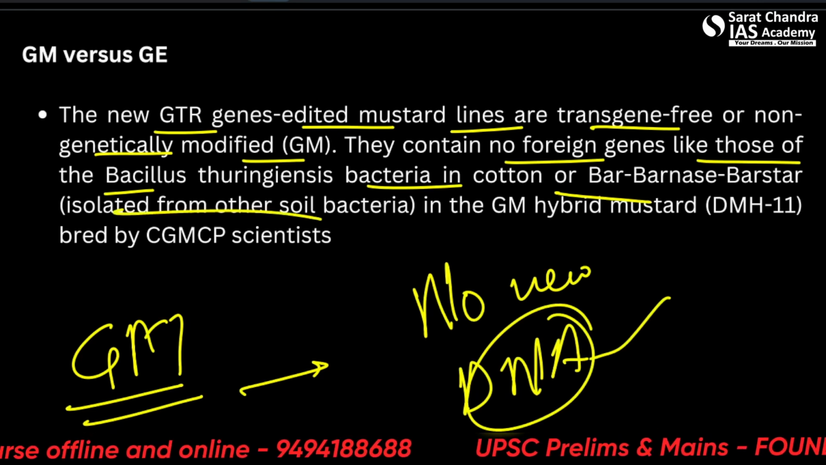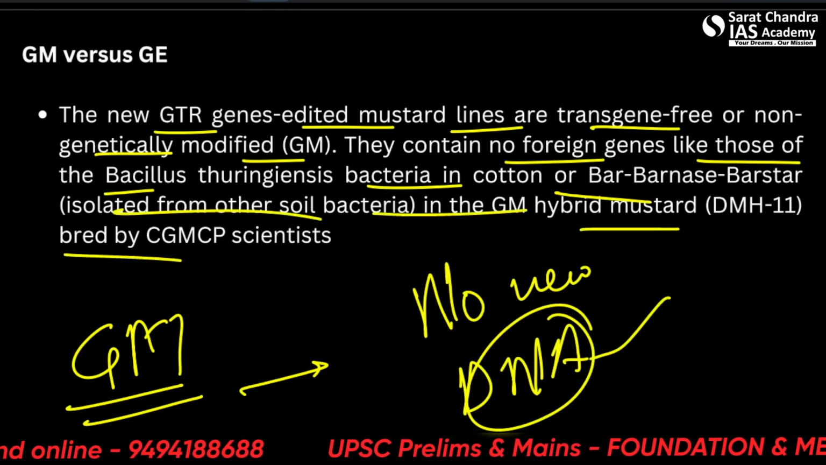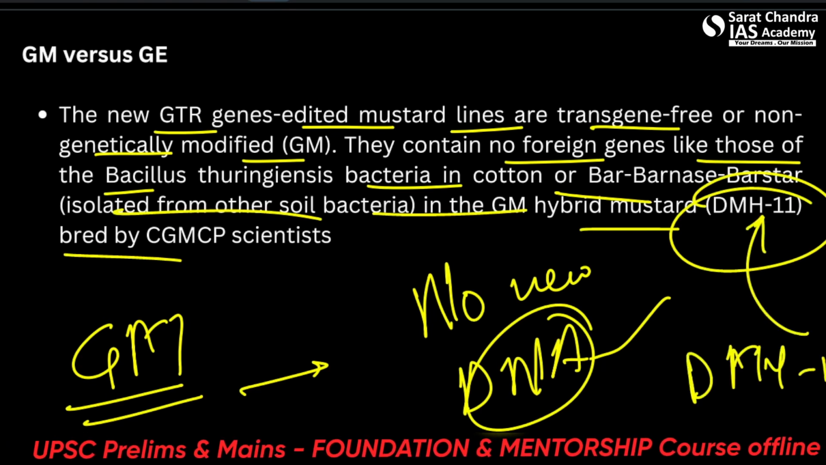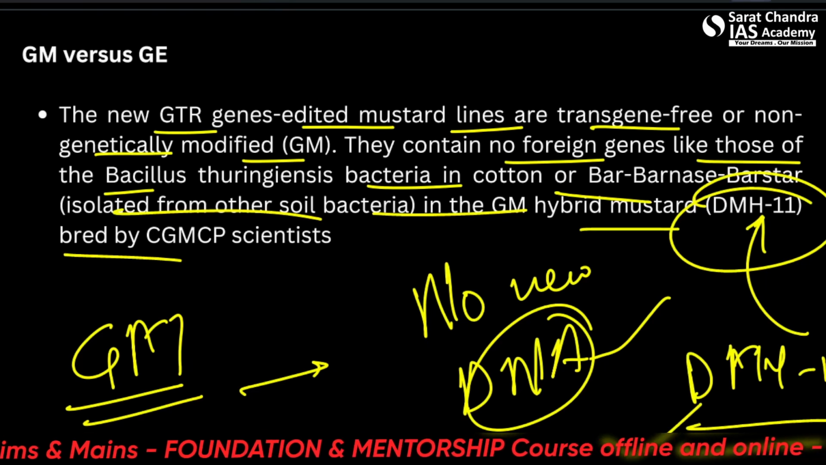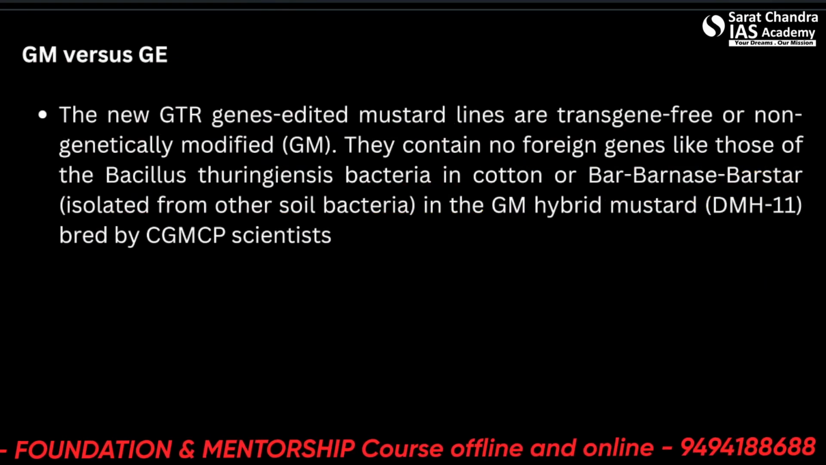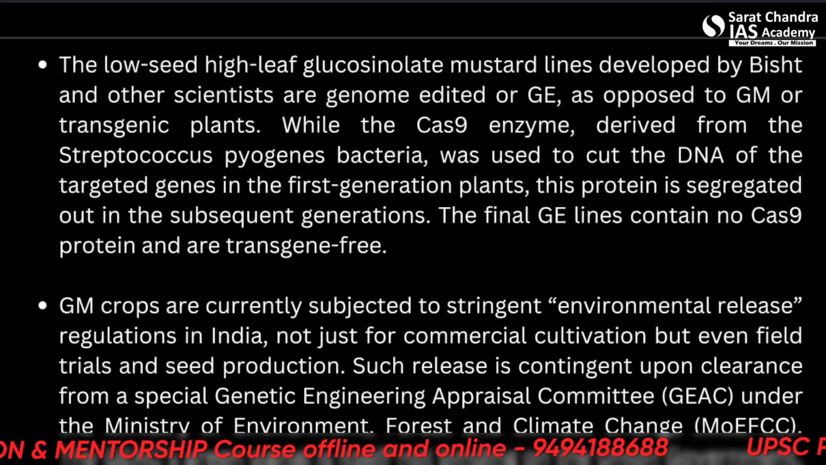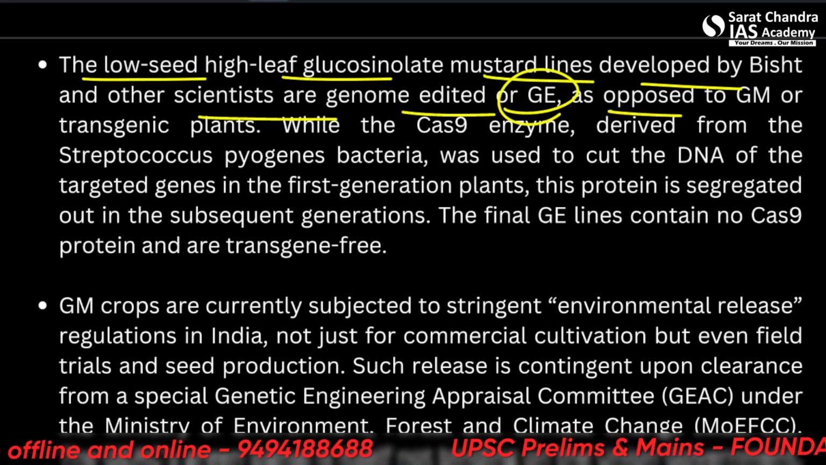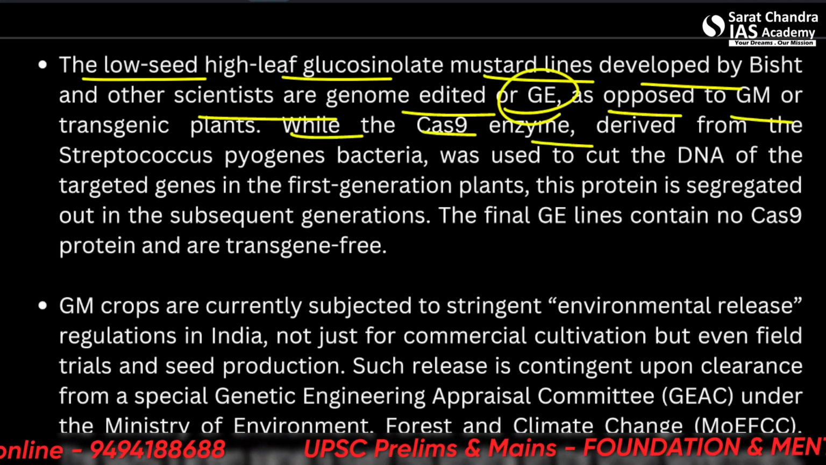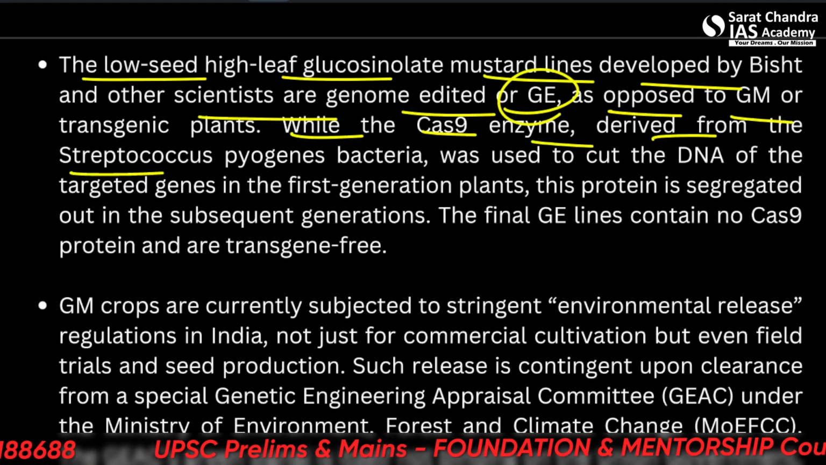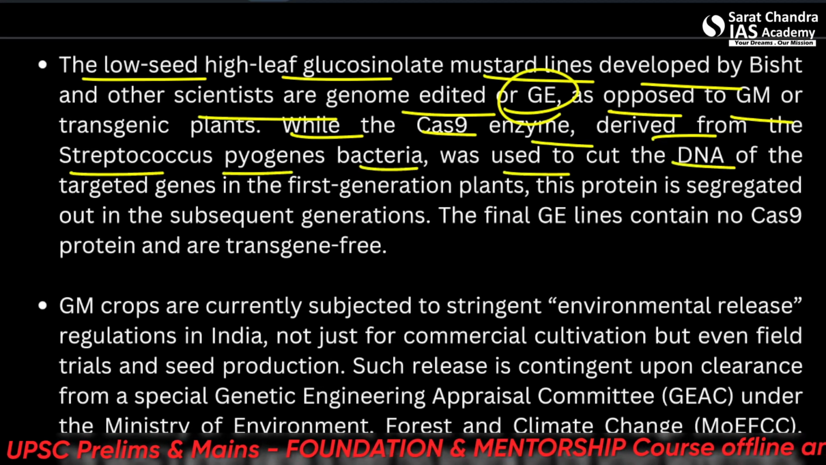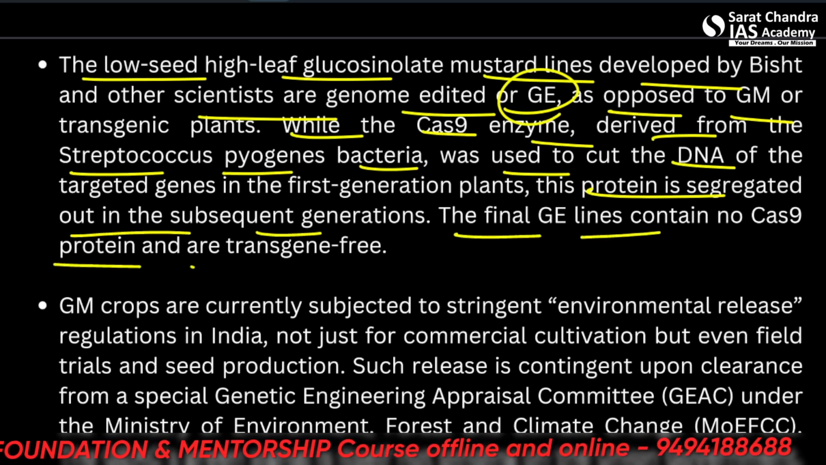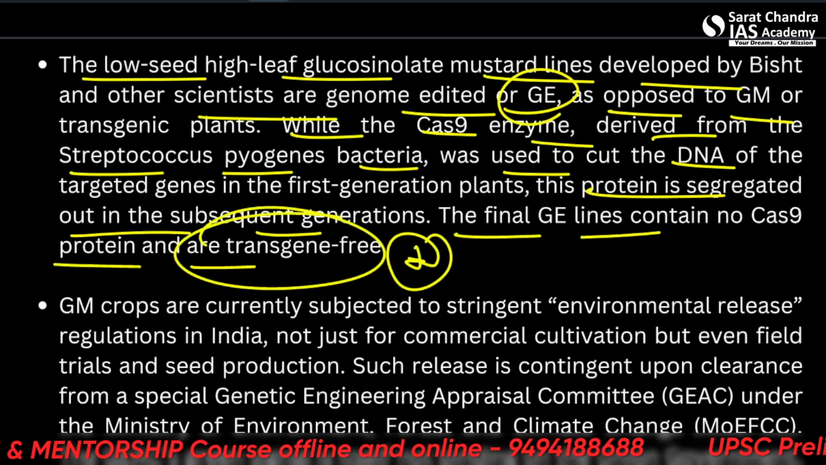In the GM hybrid mustard, DMH, a very recent mustard, DMH 11, Dhara Mustard Hybrid 11, was GM also, but was not approved by the court. The low seed, high leaf glucosinolate mustard line developed by Bisht and the scientists is genome edited, or GE, as opposed to GM. While the Cas9 enzyme derived from the Streptococcus pyogenes bacteria was used to cut the DNA, the protein is segregated out in the subsequent generation. The final GE lines contain no Cas protein and are transgene free. This is very important.